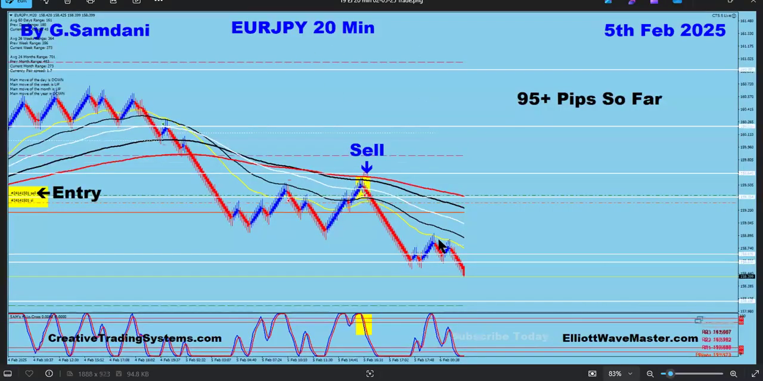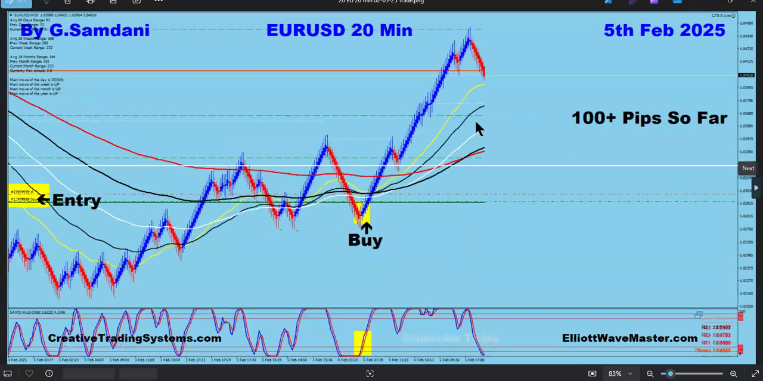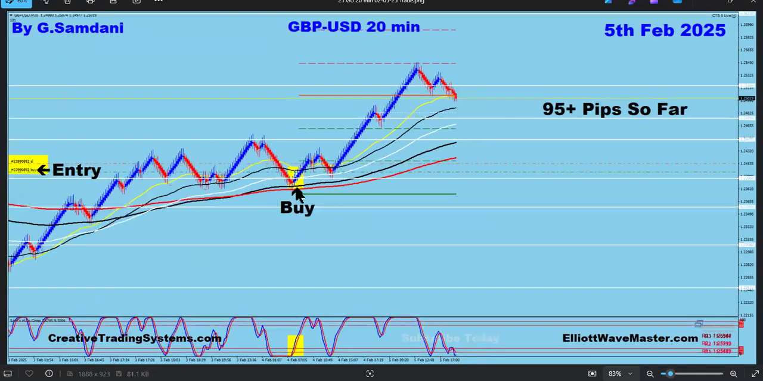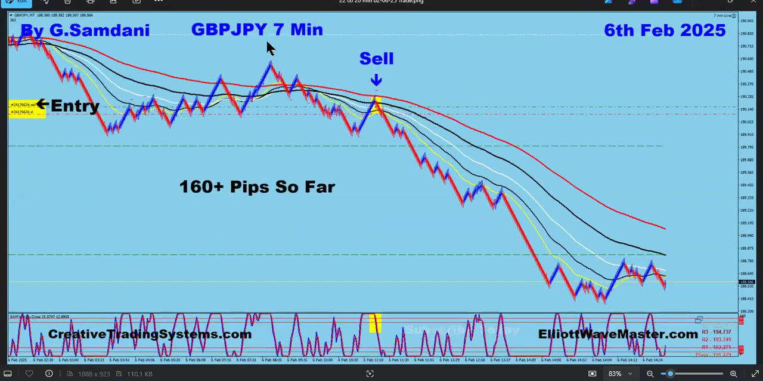Now euro yen again downside 95 pips from the 20-minute chart on the fifth. And Euro USD after that big drop, it started to go up and 100 pip here. Pound USD doing the same thing, going to the upside, 95 pip on the fifth. Now pound yen, again, yen start to get strong and still getting strong. So be very careful, right?